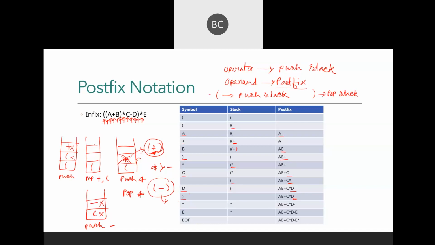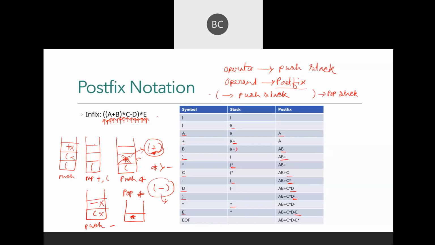Next we have a star symbol, so we will simply push it. There's nothing inside the stack because we popped out both. So star is there. Okay. Next you have E. E is just an operand, so you print it here. Okay.